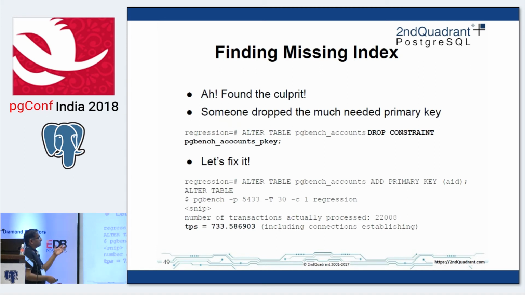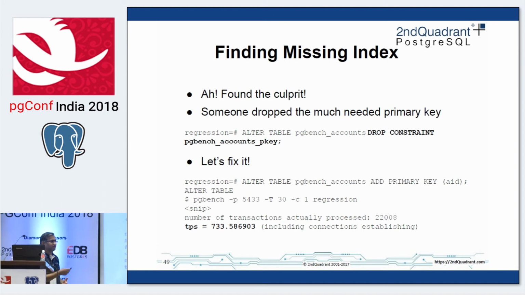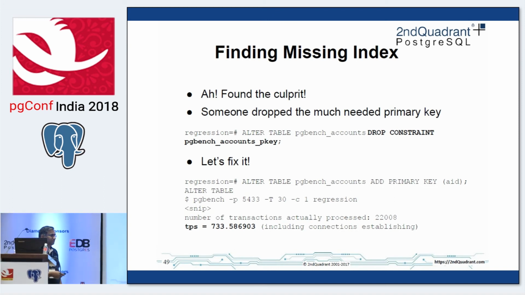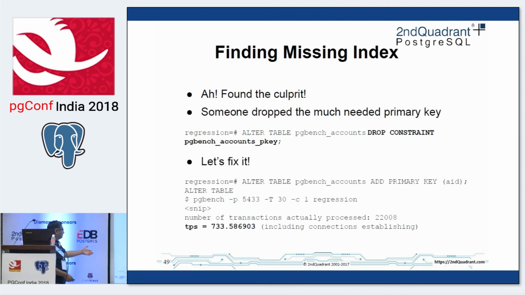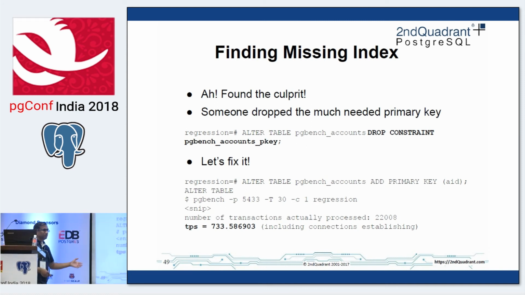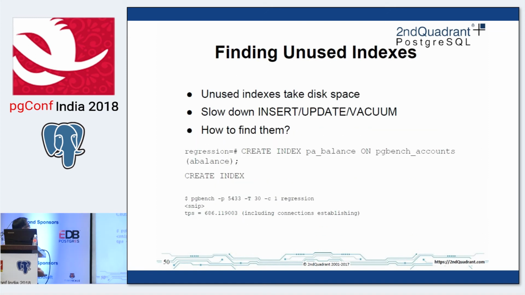What I probably accidentally did was drop the primary key on that particular table. Obviously no one does that, but for the sake of it. So once I see that, I understand there is no index on this particular column that is queried very frequently by the benchmark. So I'll go ahead and re-add the primary key on that table, and from 3 transactions per second, now I can do 733 transactions per second.